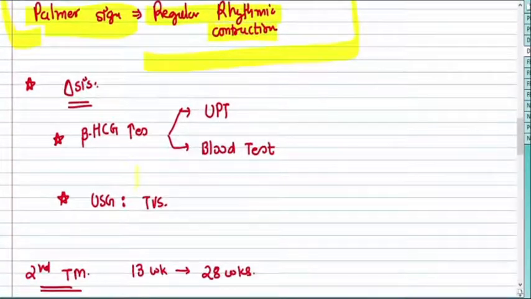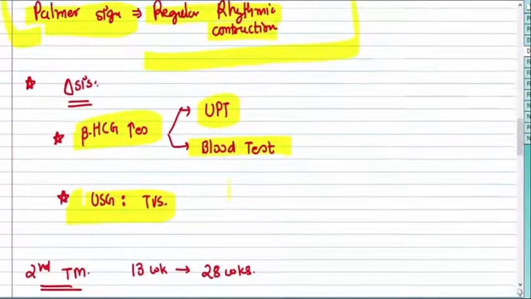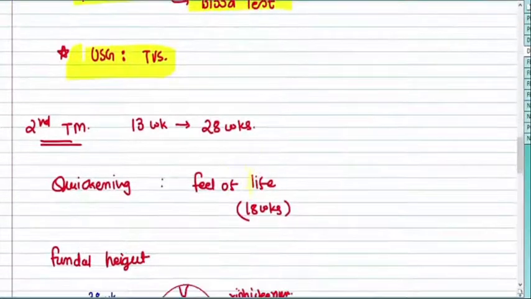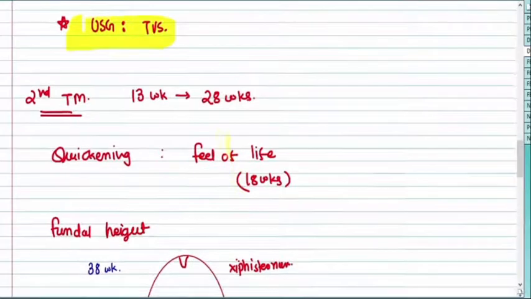Now, for the diagnosis of pregnancy nowadays, there are two important aspects: measurement of beta HCG or ultrasound, that is, transvaginal ultrasound. The beta HCG increase can be detected by a urinary pregnancy test or directly by blood serum levels. The transvaginal ultrasound is very sensitive for first trimester diagnosis of pregnancy.